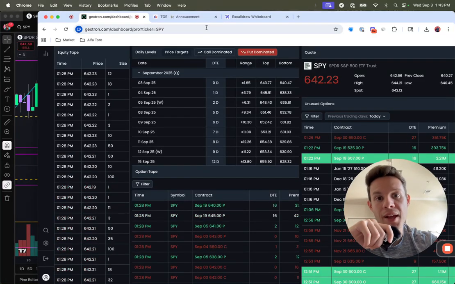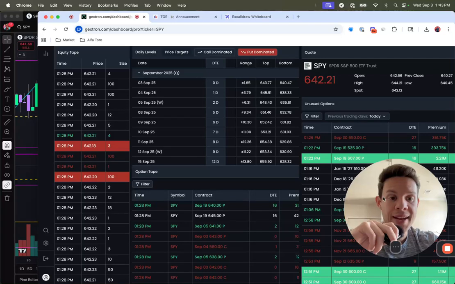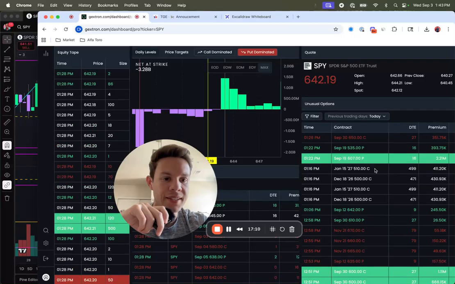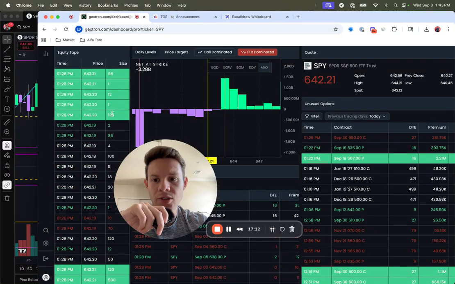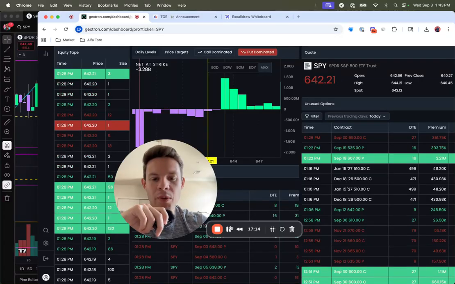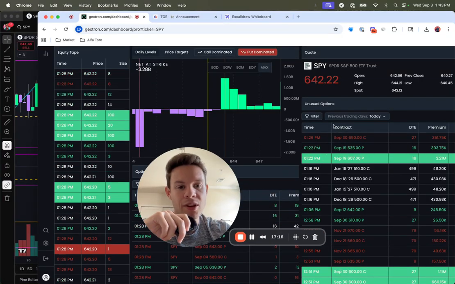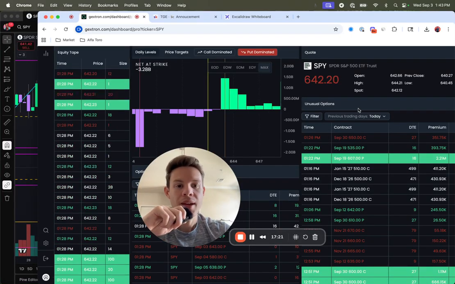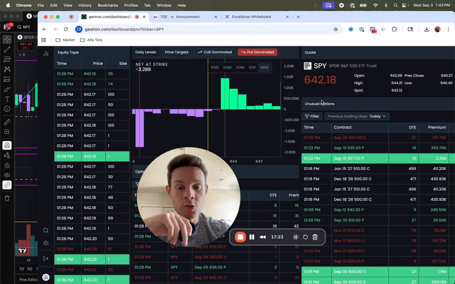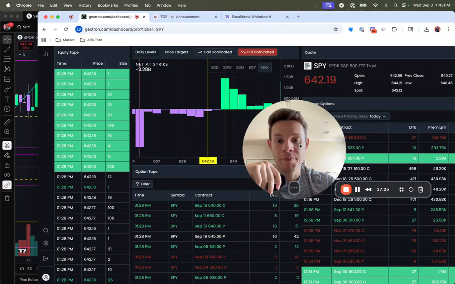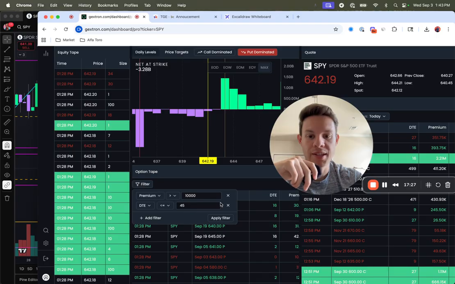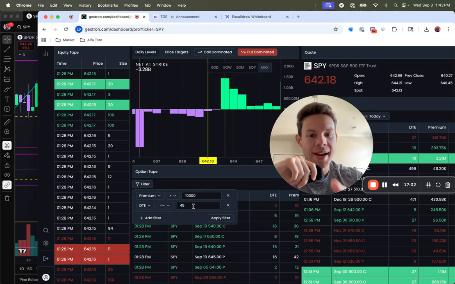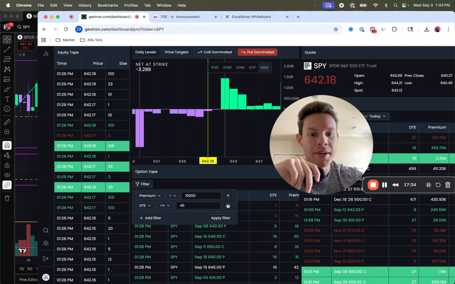All right, the next thing that I like to look at here, which is a really powerful tool, is the unusual options, and also the equity tape, the option tape, but specifically the unusual options and the equity tape. What I like to do with the unusual options is just filter out the noise. You can see here, I have it filtered out. I'm just filtering out short dated, over $10,000 premiums. But if I remove this, it might get a little bit crazy.